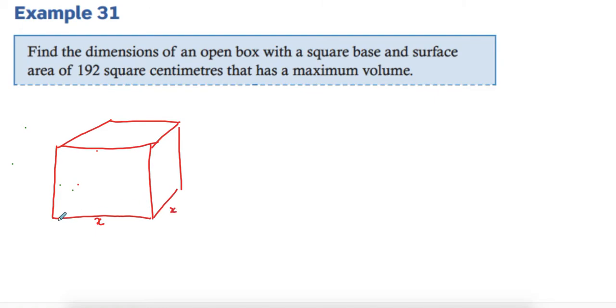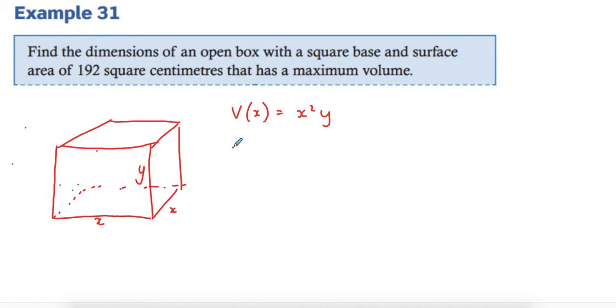So here's our square base. It's just x by x. We don't know the height of the box though, so we'll call the height of the box y. What do we know? We know the surface area is 192 square centimetres, but we're looking for the volume. So the volume in terms of x is going to be x squared times y. So we need to get rid of this y and get y in terms of x.